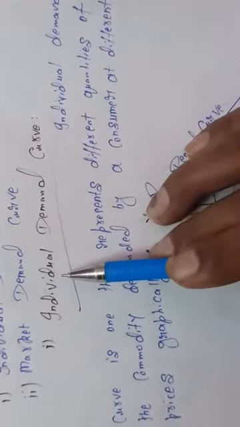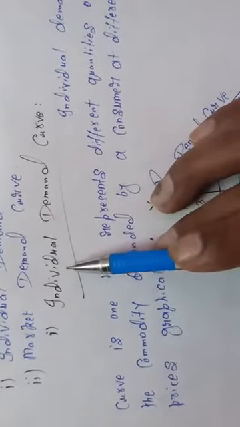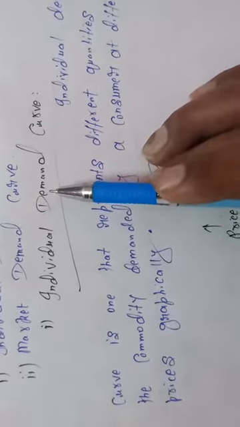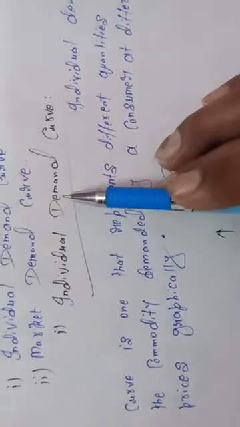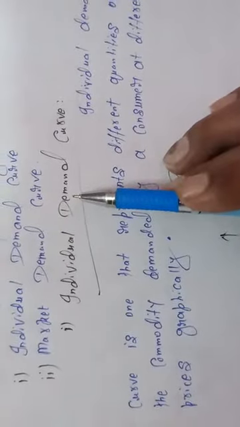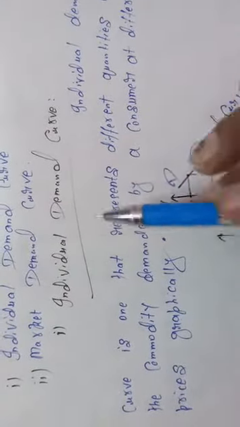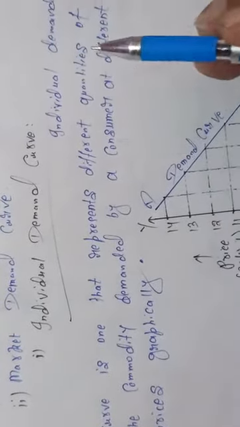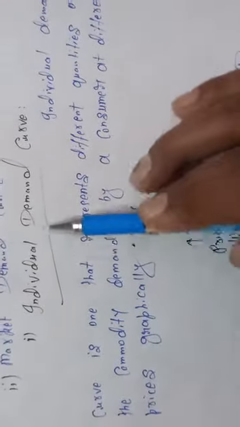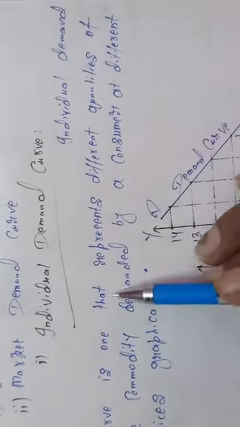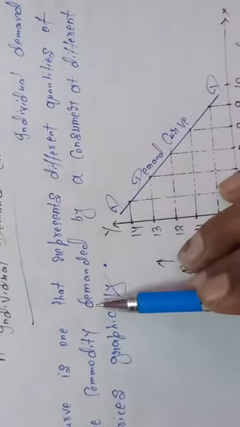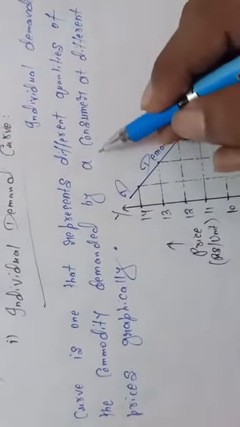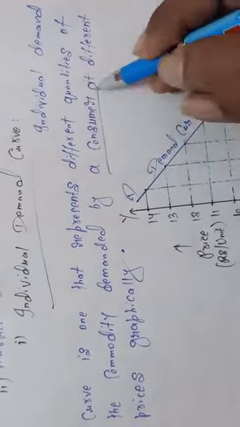In the previous lectures, we have discussed that individual demand is the demand from the side of a single consumer, at the different possible prices of the commodity. So when we represent this individual demand schedule with the help of a graph, then we get individual demand curve. So individual demand curve is one that represents different quantities of the commodity demanded by a consumer at different prices graphically. So this is in reference to a single consumer.